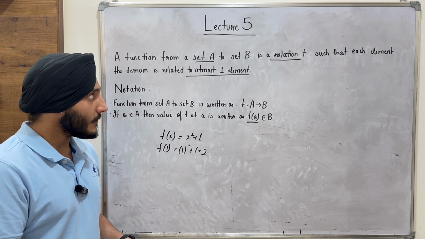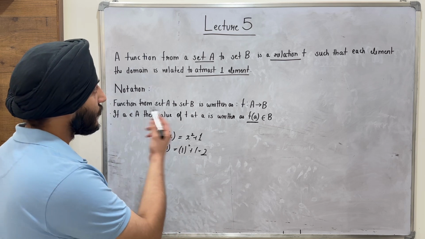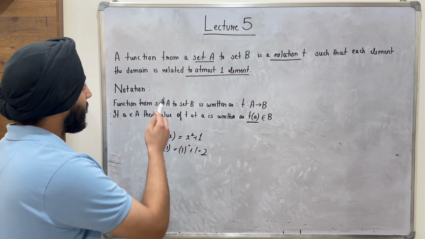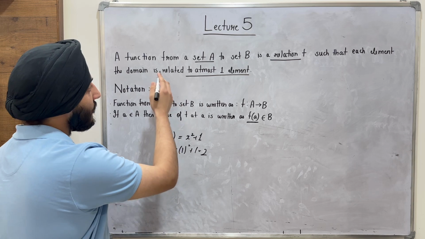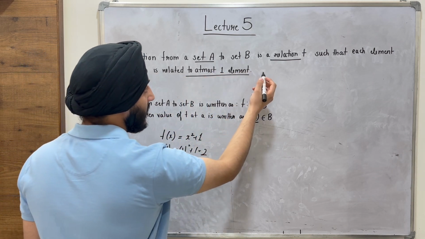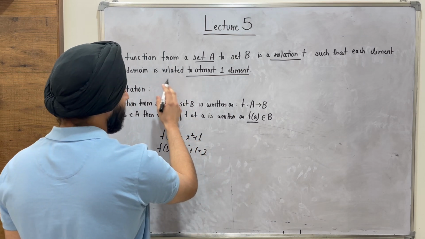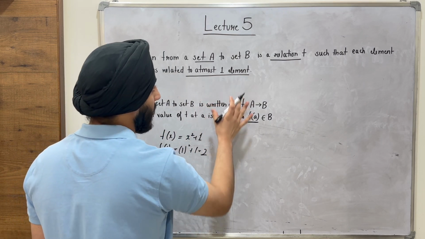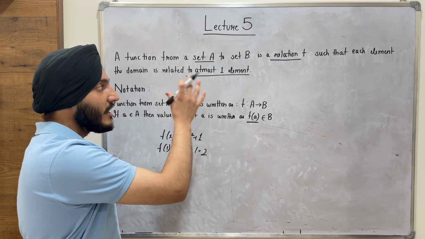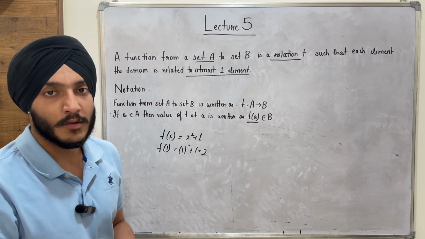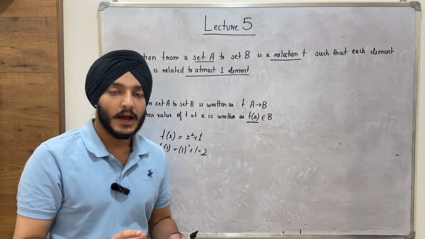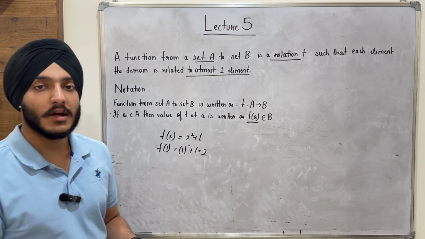So let's start with the definition of a function, right? According to discrete math, a function from set A to set B is a relation f such that each element in the domain is related to at most one element. So this is the definition in discrete math, but I'll first try to explain what functions are, right? I think we all have covered functions in our high schools.